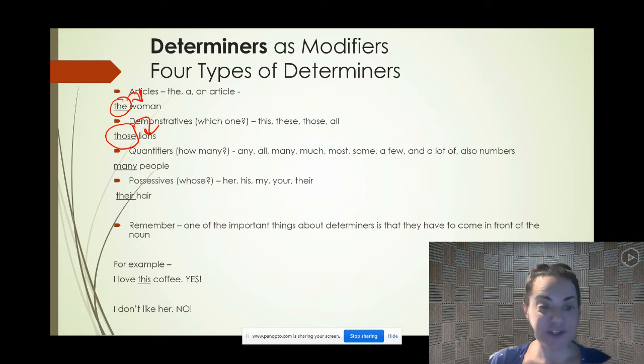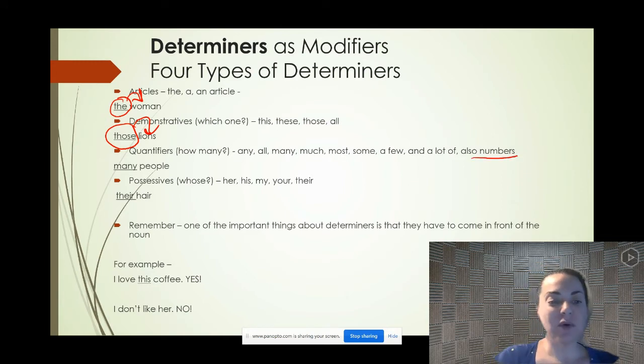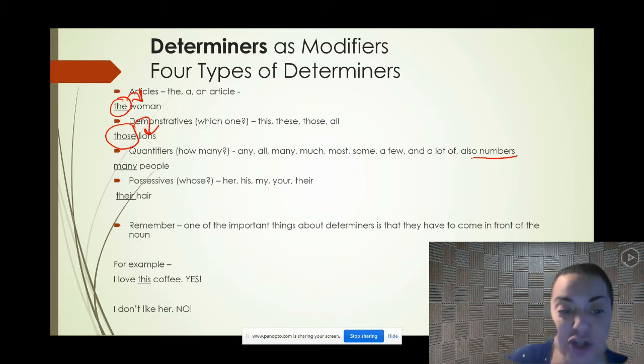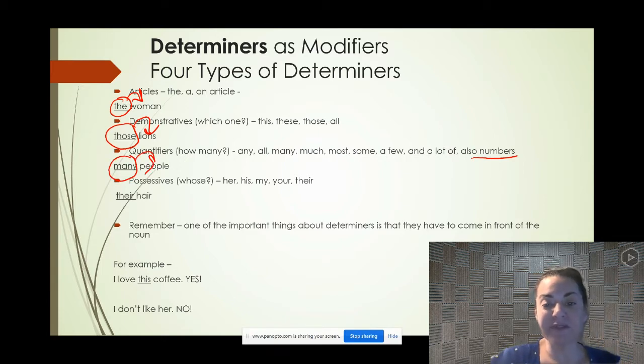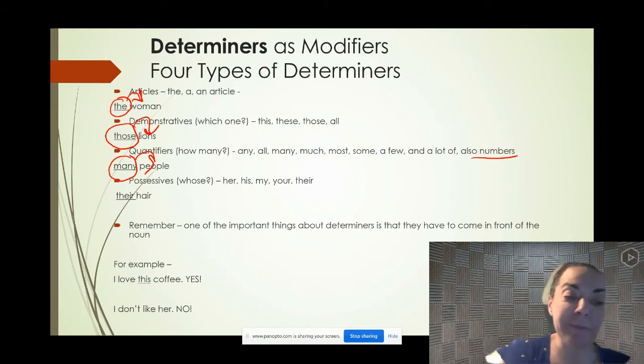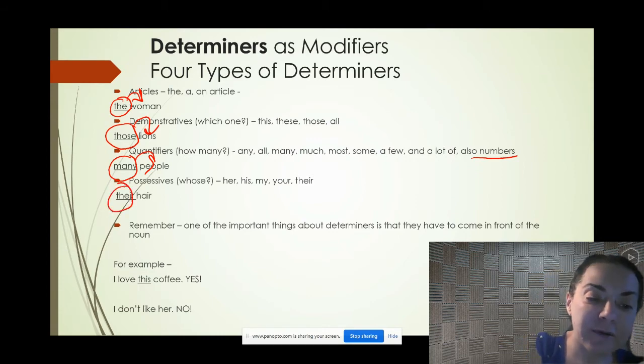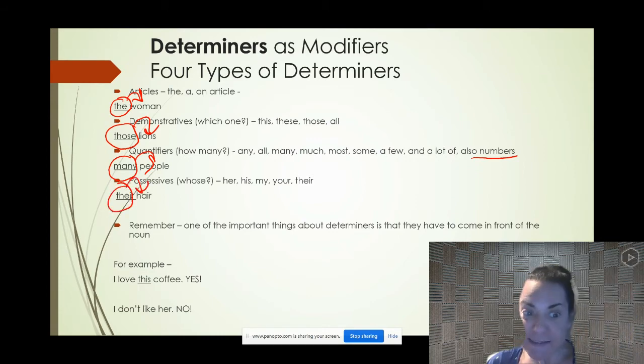Think of your numbers, how many. And numbers can actually be quantifiers. So, how many people do you have coming? I have 100 people, or I have many people. Or most people, some people, a few people. Then we've got our possessive pronouns her, his, my, your, their. So, their hair is amazing. There is a determiner, and it's modifying hair.